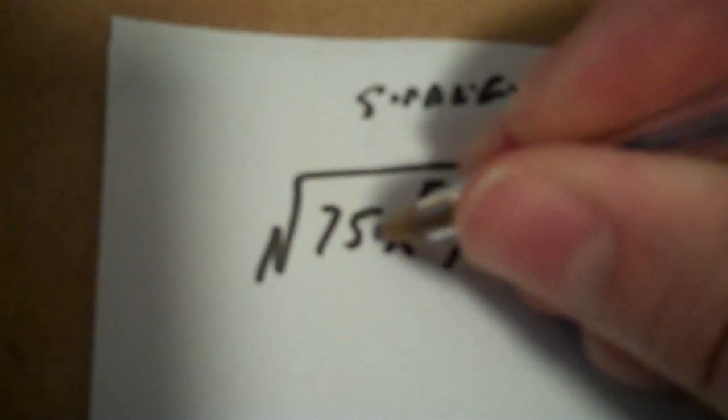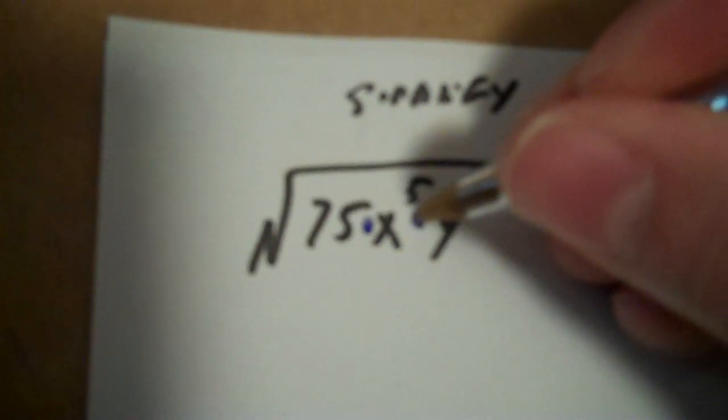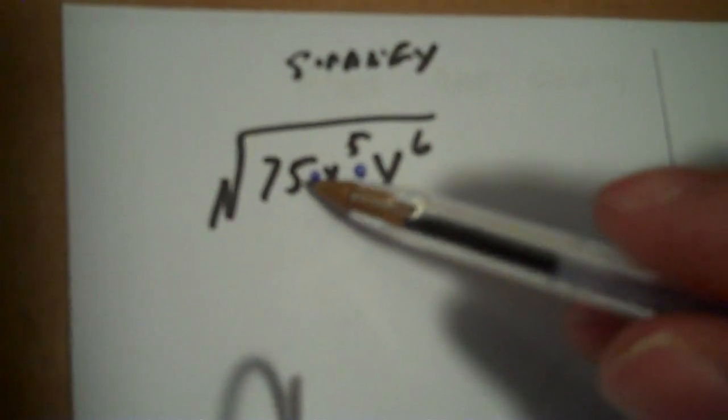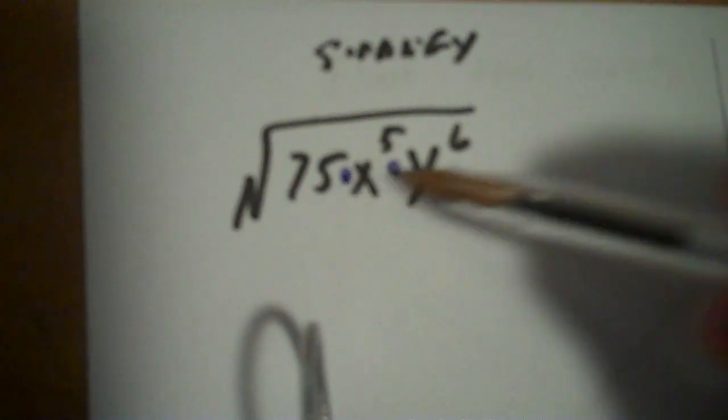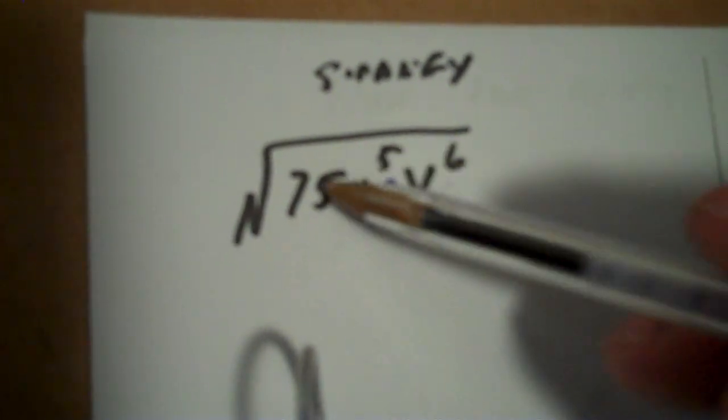Okay, now we get some more complicated expressions to simplify involving square roots. We have the square root of 75 times x to the 5th times y to the 6th. So when I have one square root with 3 different factors in it that are unable to be multiplied, we need to split the square root into the 3 factors. The square root of 75, the square root of x to the power of 5, and the square root of y to the power of 6.